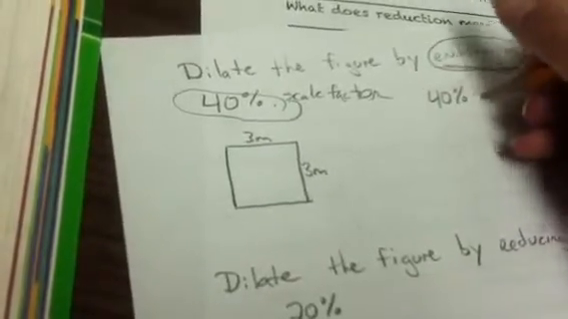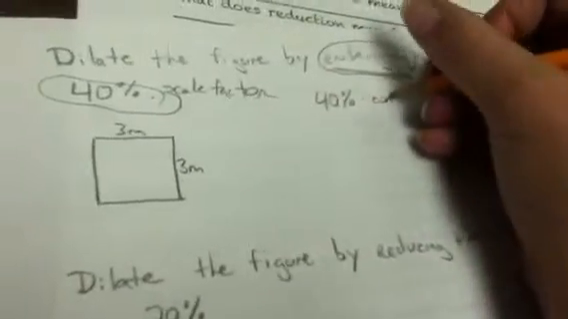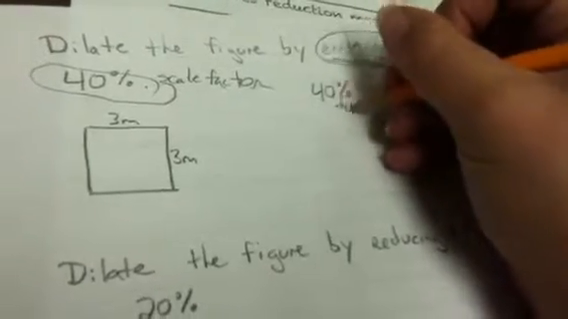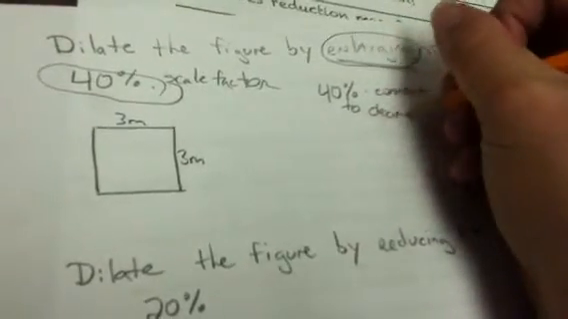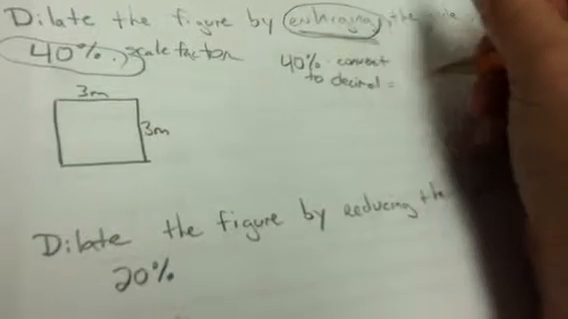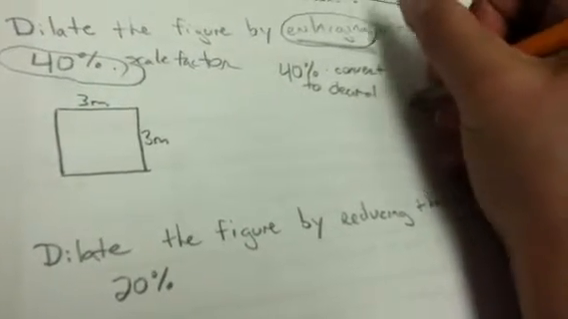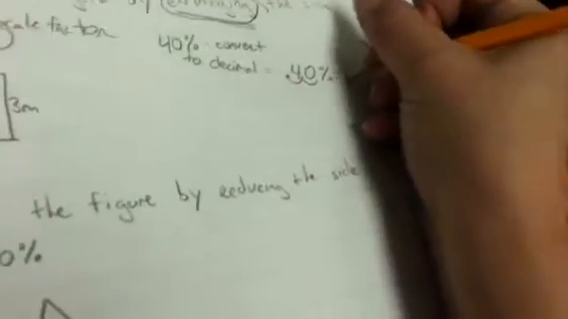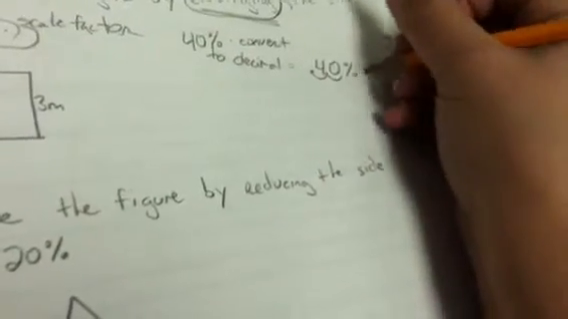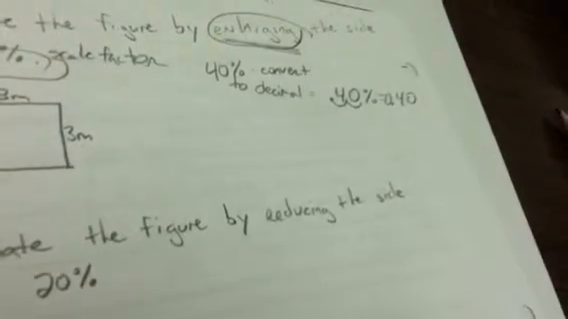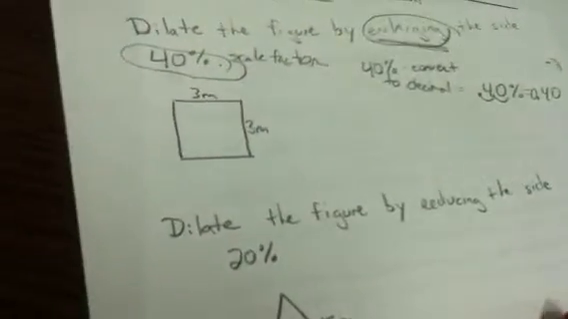40% converted to a decimal. To convert to a decimal, we move our decimal 2 times to the left. It becomes 0.40, or 40 hundredths, or 4/10. So we're going to multiply these each by 0.40.